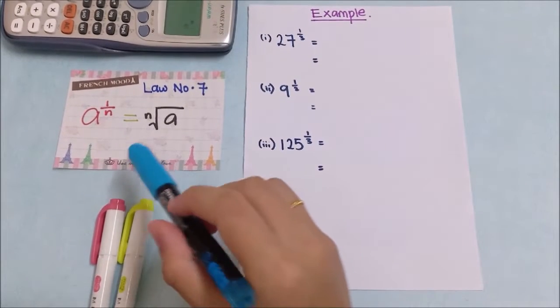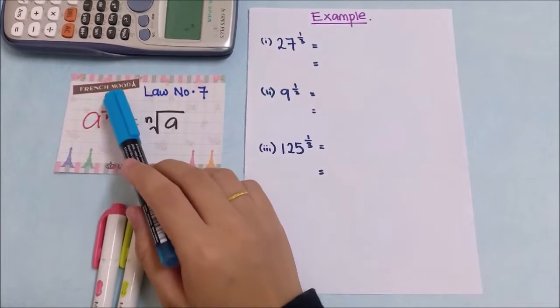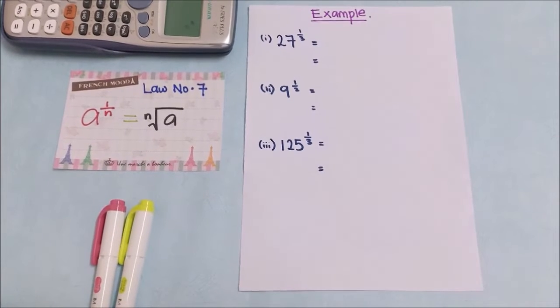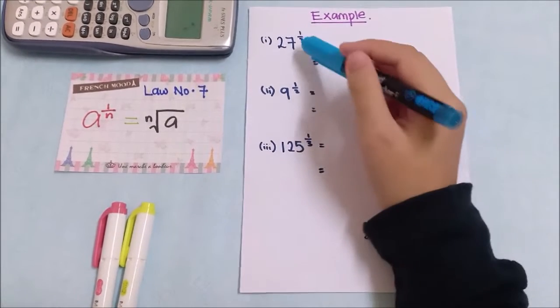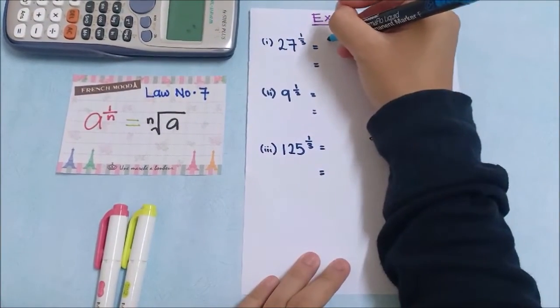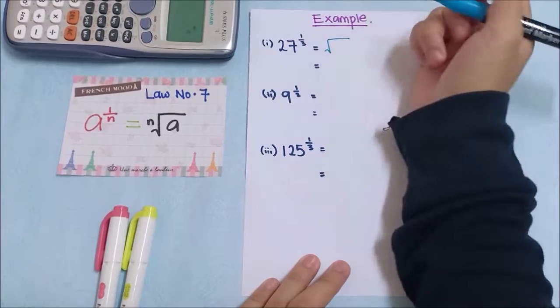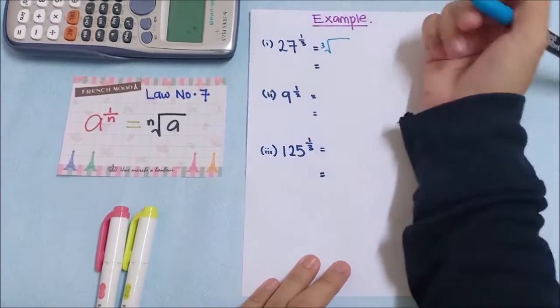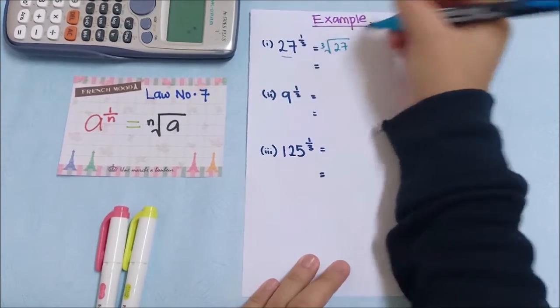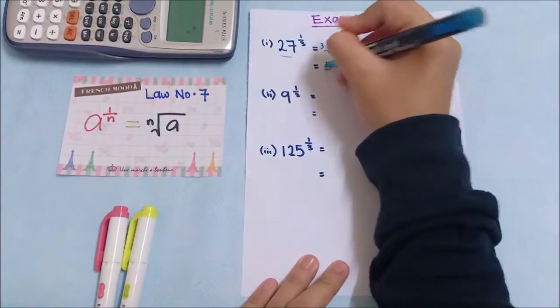For law number 7, a to the power of 1 over n equals the n-th root of a, which means if the number has a fraction index, this law can explain the expression. For example, 27 to the power of 1 over 3. So 1 over 3 we transform to the cube root, and we put 27 inside the root. So the cube root of 27 is equal to 3.